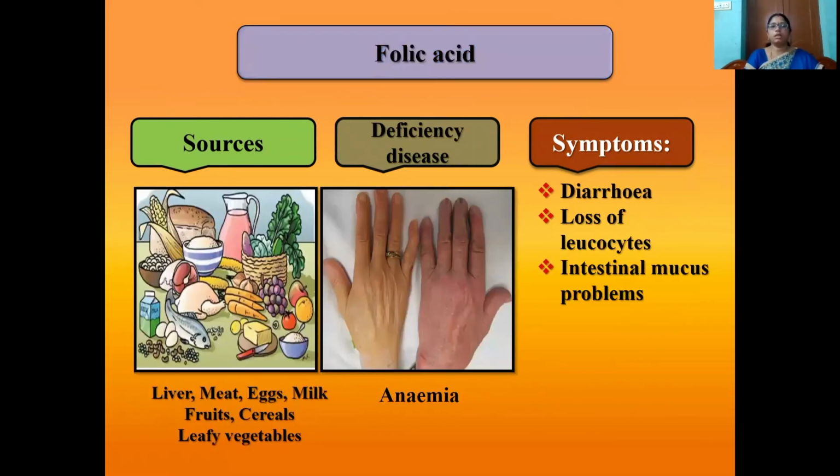Folic acid. The sources of this vitamin: liver, meat, eggs, milk, fruits, cereals, leafy vegetables. The deficiency of this vitamin leads to anemia. The symptoms of this disease: diarrhea, loss of leukocytes, intestinal mucus problems.